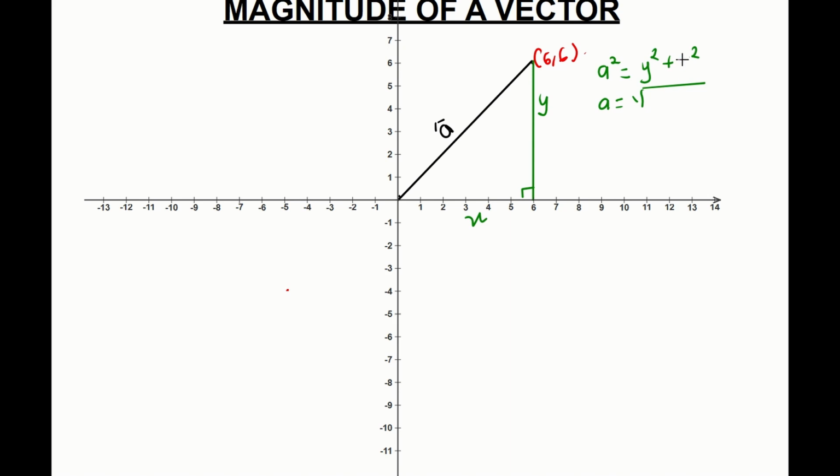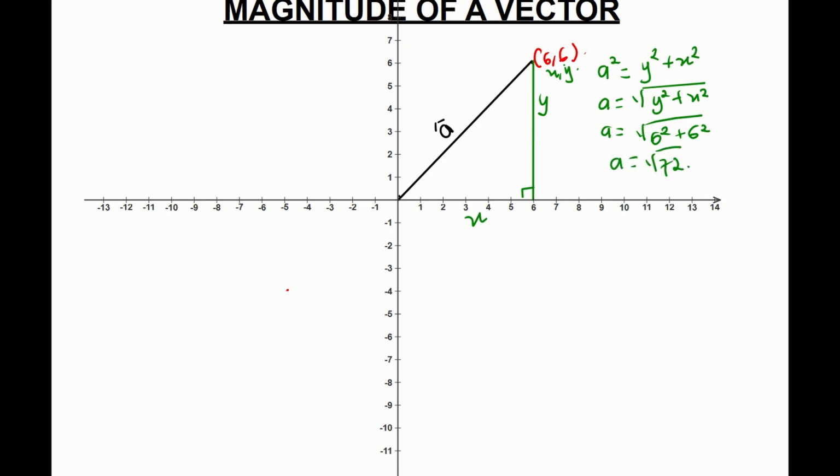So the length of A becomes the square root of y squared plus x squared. Since addition is commutative, we can bring x first or y first, and the answer still remains the same. Here we know this is our x and this is our y. So the length of A becomes the square root of 6 squared plus 6 squared. Then A becomes the square root of 72.